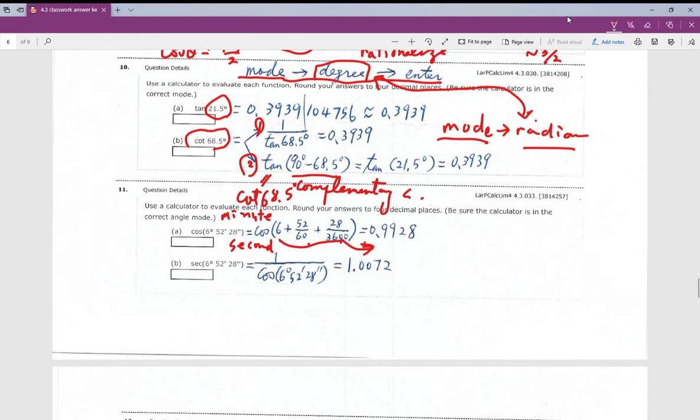So 6 degree 52 28, actually is 6 point something something something, as long as you evaluate this number. Okay, and the input to your calculator, I will let you try first, and then if you have a question, you can ask me how to use the calculator in class time. And the second, same thing, you can use the calculator, but don't input the minutes and the second, you need to change it to decimal number.